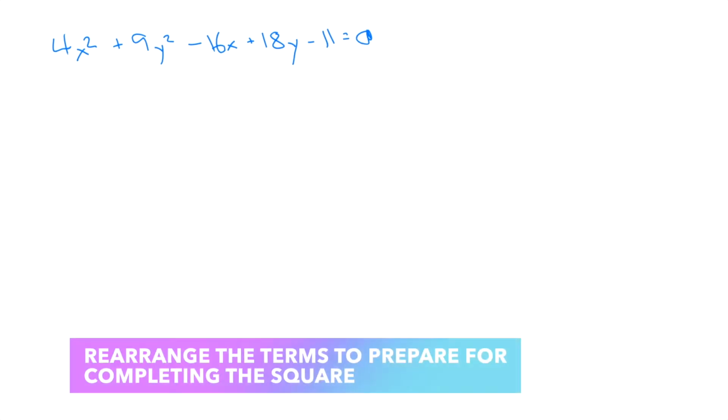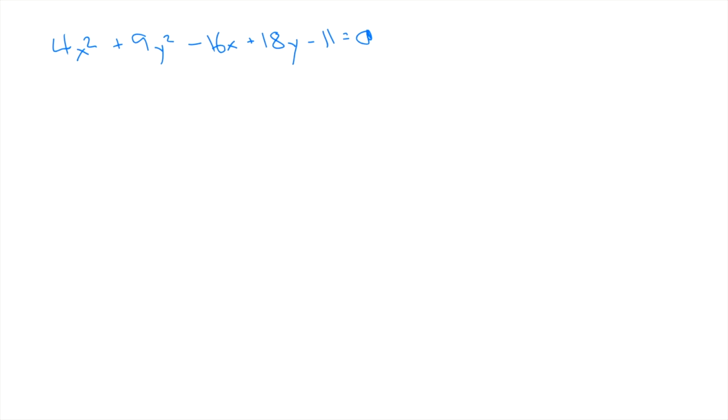What I'm going to do first is separate out the stuff. So I want all my x's together. I want all my y's together. I want the stuff that's not x and y over on the other side. And so here I go, 4x squared. And I like to check them off. And here's a minus 16x.